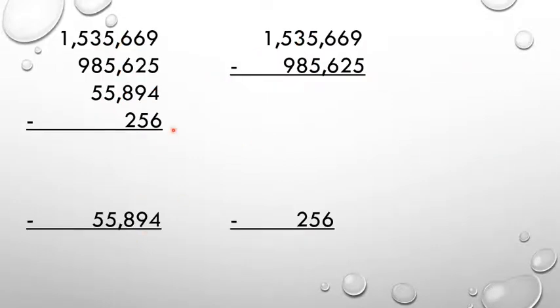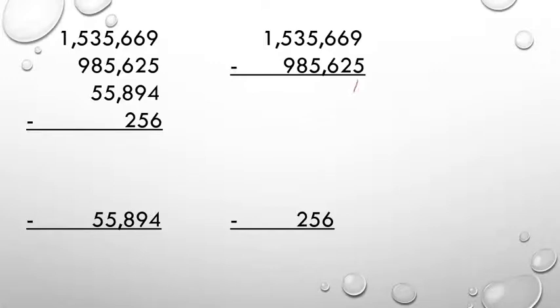Now, unlike addition, you cannot do a simultaneous subtraction. I mean, what you need to do is subtract one by one. Okay, so for now we'll do one by one subtraction. So subtract first the 1,535,669. We subtract 985,625 from it.